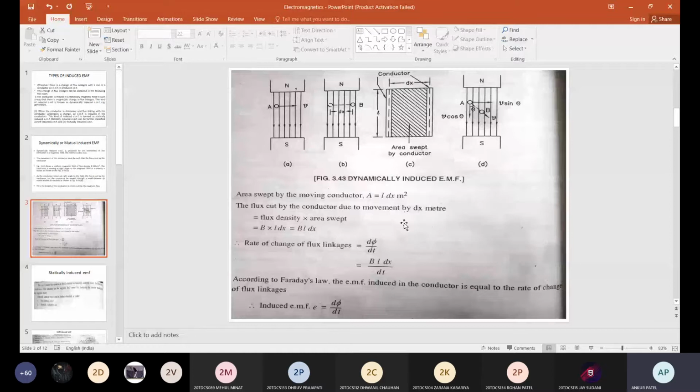Suppose we have generation of AC supply. In that we have a magnetic field that is stationary, and the conductor is moving inside. We know the AC cycle, with different positions of the AC cycle: 0, 90, 180, 270, 360 degree. So at which position will there be cutting of flux? Suppose I put the coil at 0 degree, then what will happen?